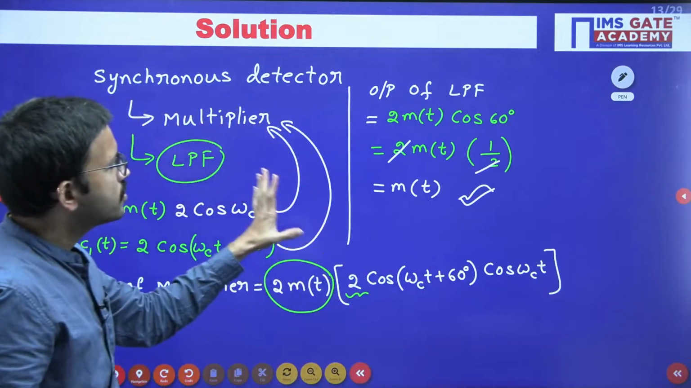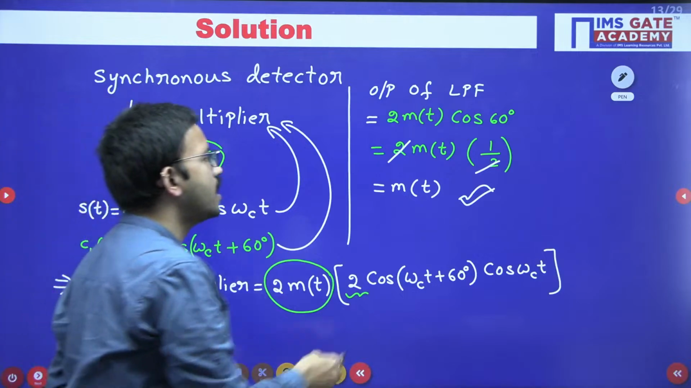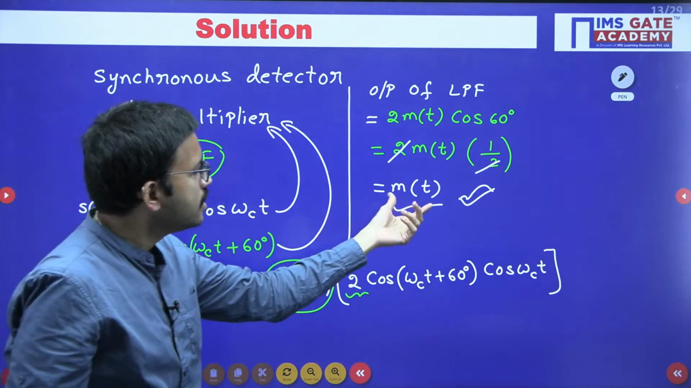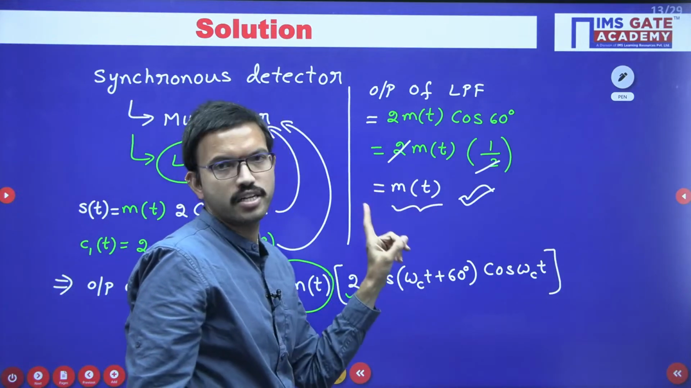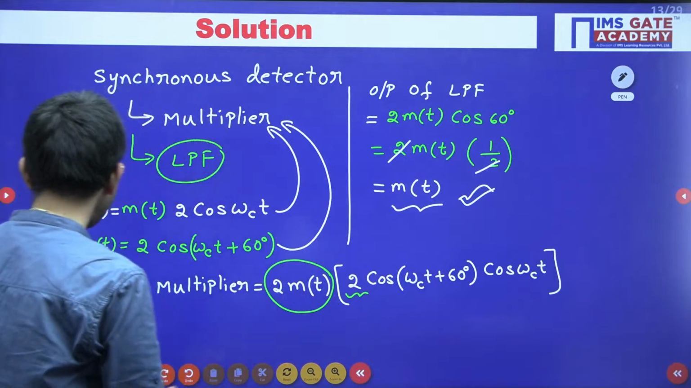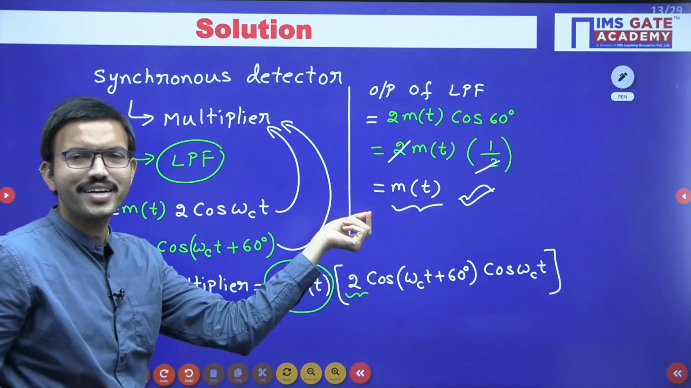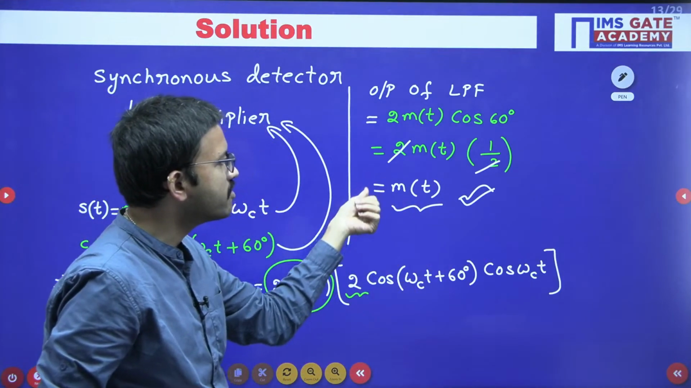Yes. So at the output of the low pass filter, or at the output of the synchronous detector, finally you are getting m of t. Here, if you observe, m of t is multiplied by 1, yes or no? Suppose you have 2 times m of t, that means the multiplying factor is 2. Suppose you have 8 times m of t, that means the multiplying factor is 8.